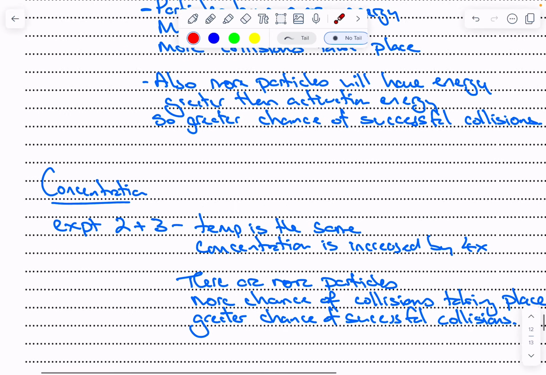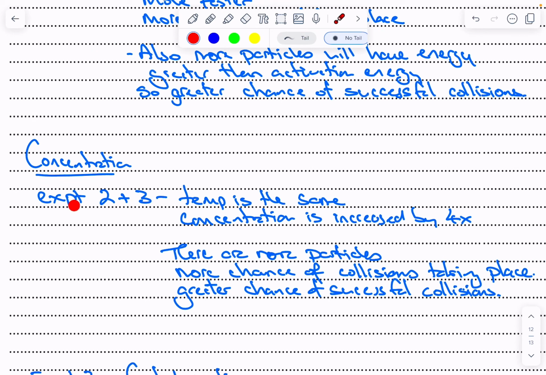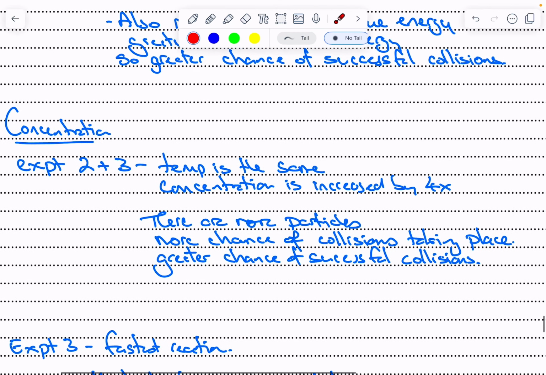Concentration. So concentration, let's identify which ones we're going to pick. So picking experiments 2 and 3 because the temperature is the same and the concentration increased by a factor of 4. There are more particles, therefore there's more chance of collisions taking place, a greater chance of successful collisions, and therefore the reaction goes faster.